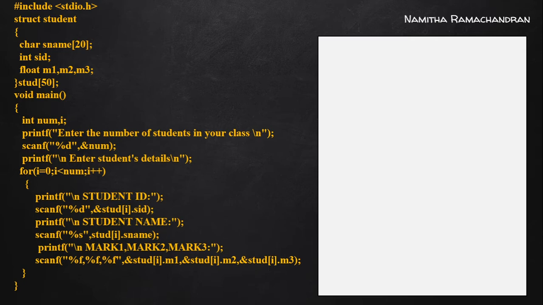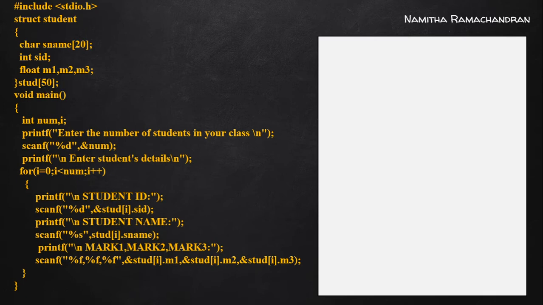This is the difference of structure variable declaration from our previous example. In our previous example, we declared only a single structure variable. But here, using this single statement, how many structure variables are declared? A total of 50 structure variables. What are they? First one is stud of 0, stud of 1, up to stud of 49.